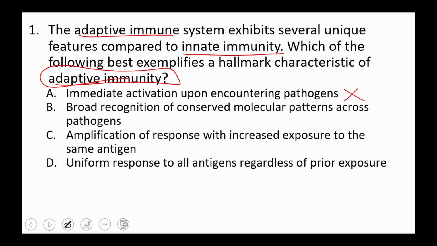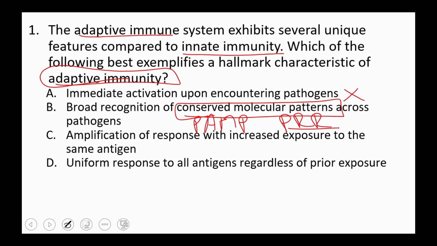Broad recognition of conserved molecular patterns across pathogens. So conserved molecular patterns are recognized by innate immunity. These conserved molecular patterns are PAMPs, pathogen-associated molecular patterns, which are recognized by PRRs, pattern recognition receptors. So this is a feature of the innate immunity. Innate immunity has innate receptors, which are PRRs. Adaptive immunity has two major types of receptors, B-cell receptors and T-cell receptors.